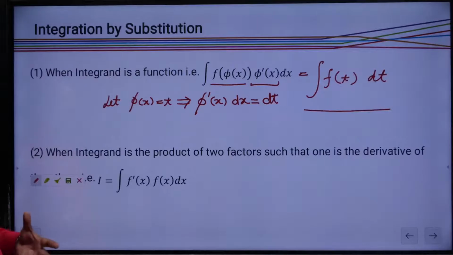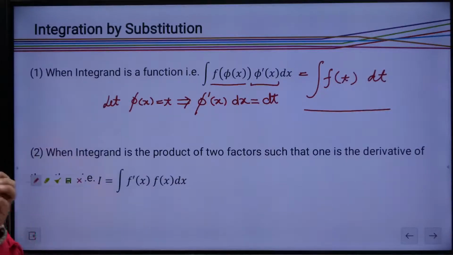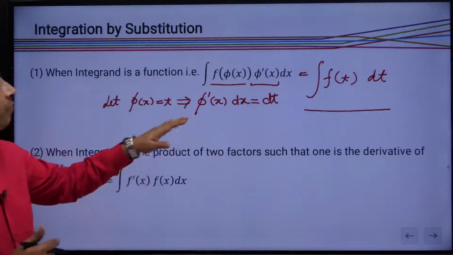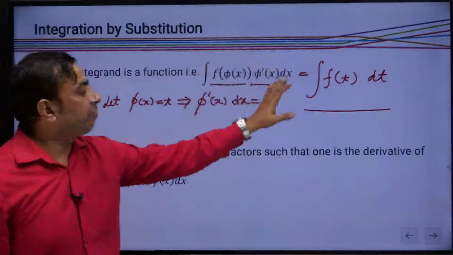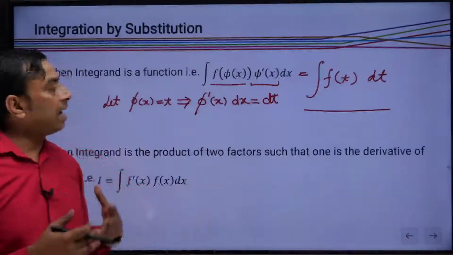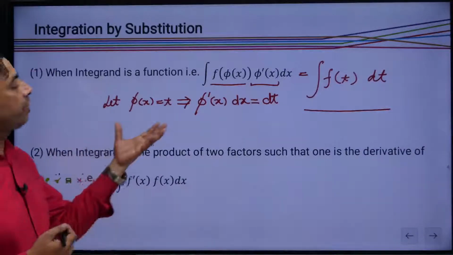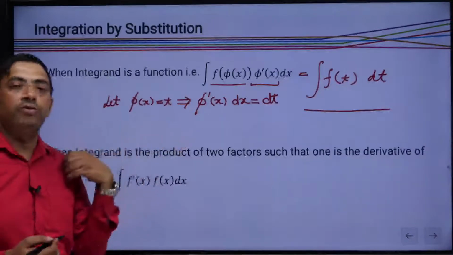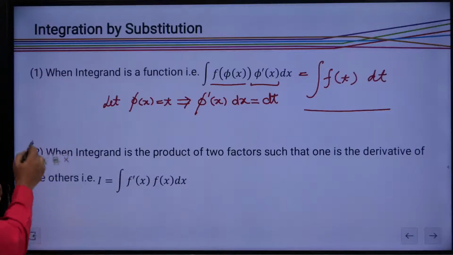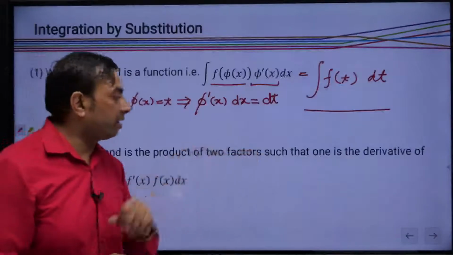So this is the one idea of substitution we have. We need to choose a function wisely, which function I should choose as t. Before going to that t, look at the formation of the integrand. What will be suitable, you will come to know as per experience. Whenever you try a problem, you will get to know which function I should assume as my t. Another situation is when the integrand is the product of two factors.